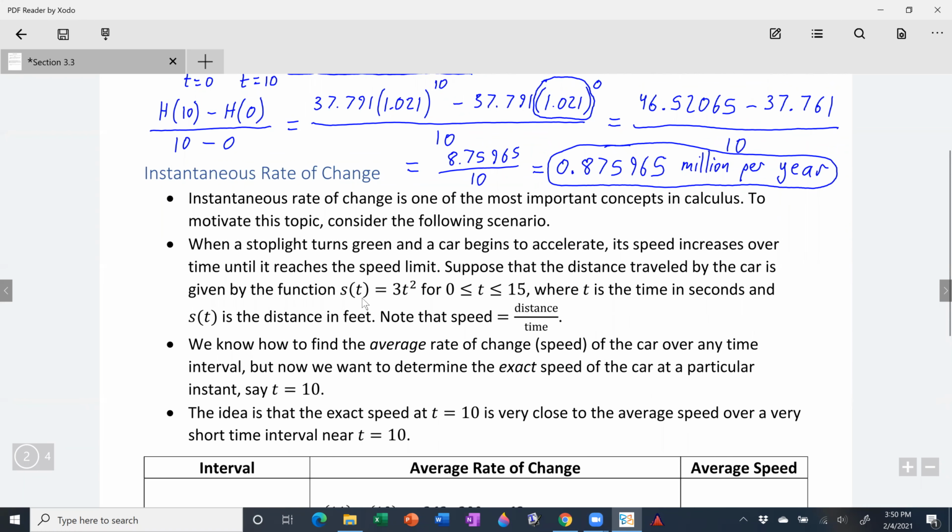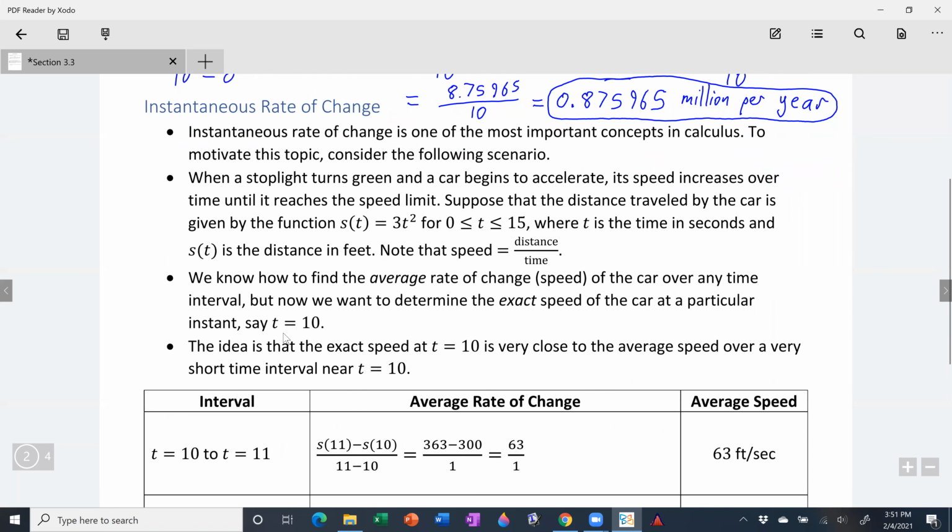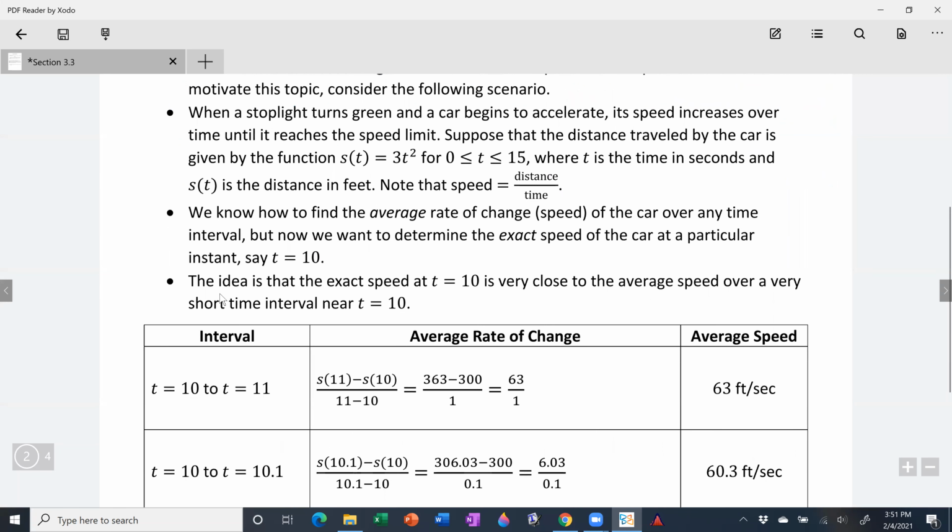So in the previous section, we could have found the average rate of change of this car from time t equals 10 to time t equals 15, something like that. But we're interested now in the exact speed at a single instant. So let's think about this. The exact speed at t equals 10 is going to be very close to the average speed, the average rate of change, over a very short time interval near 10.